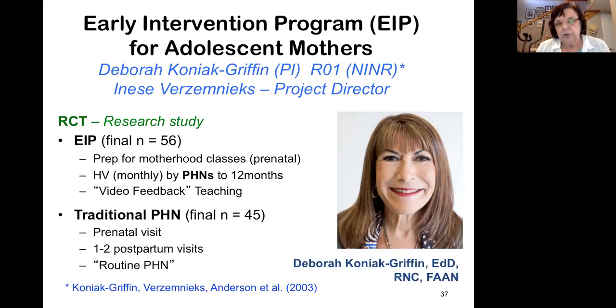It was a randomized controlled trial, so it was a research study. We did it in San Bernardino County. At that point, we had an affiliation. We had a former graduate of the UCLA School of Nursing who headed up the community nursing division of the public health department for San Bernardino. And she was extremely interested in having us do this.